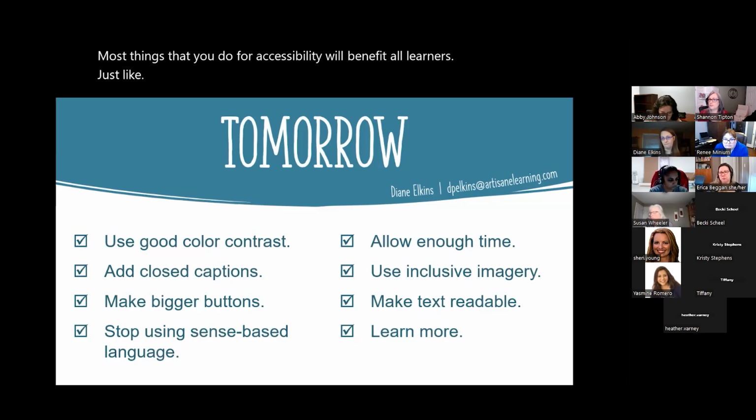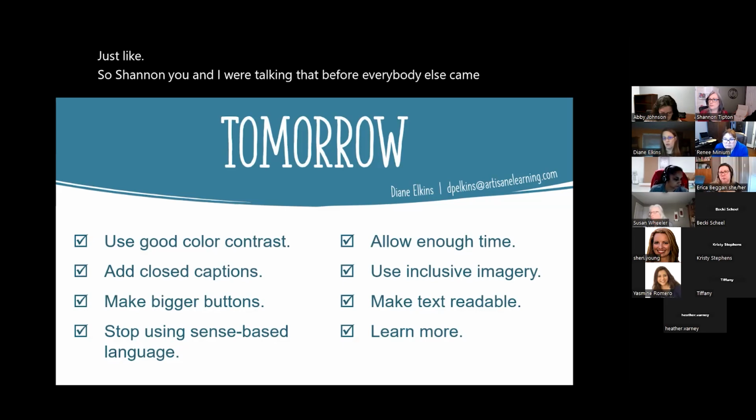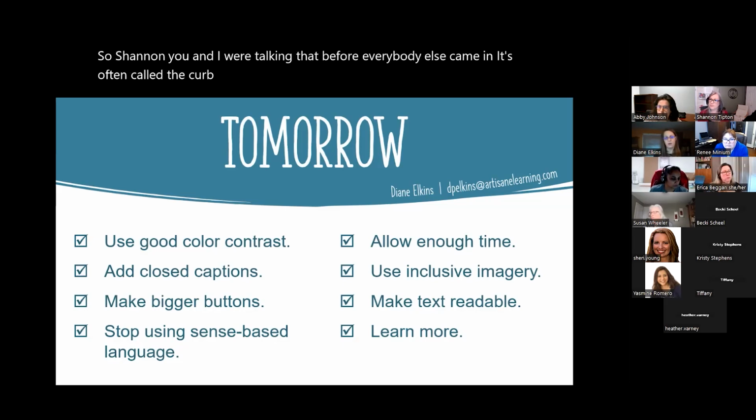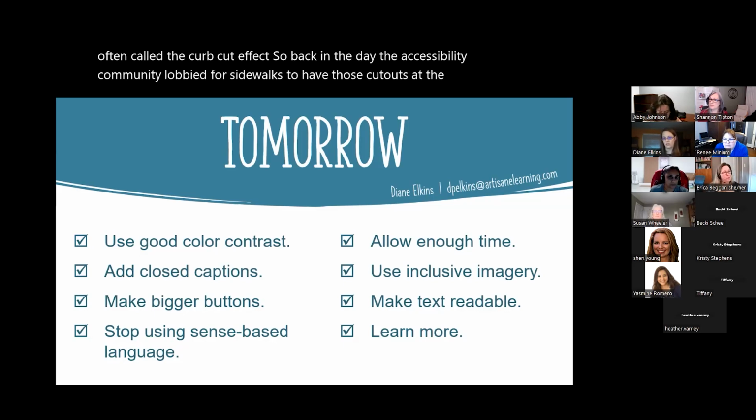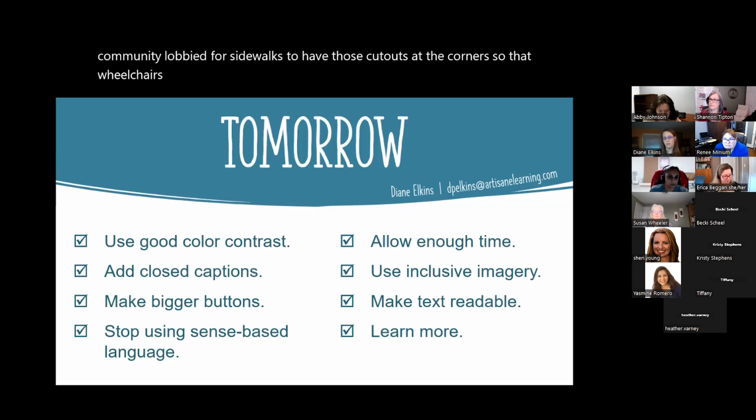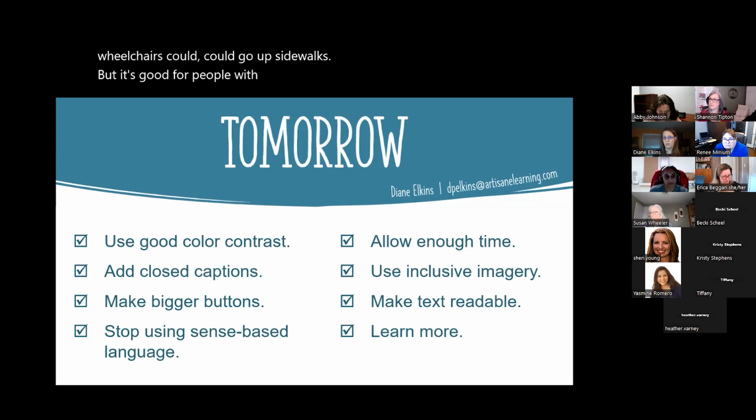Shannon, you and I were talking about that before everybody else came in. It's often called the curb cut effect. Back in the day, the accessibility community lobbied for sidewalks to have those cutouts at the corners so that wheelchairs could go up sidewalks. But it's good for people with strollers, and it's good for people with luggage.